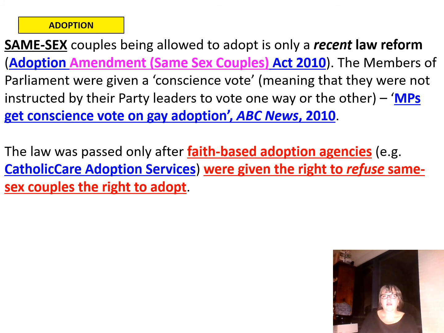The law passed only after the faith-based adoption agencies, faith-based meaning God, for example, Catholic Care Adoption Services, were given the right to refuse same-sex couples to adopt because, well, everybody loves a little bit of bigotry here and there.